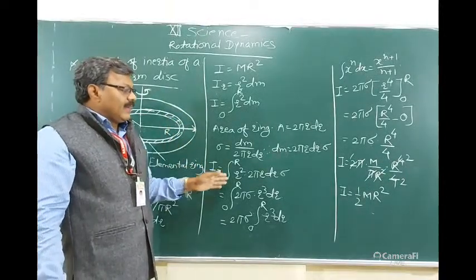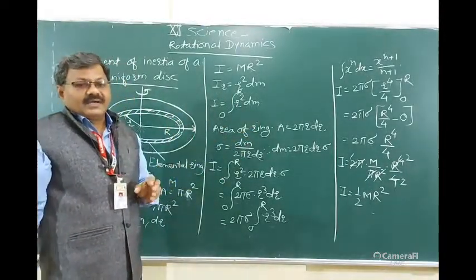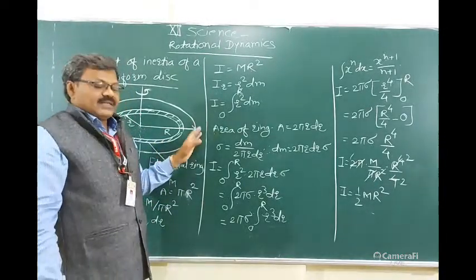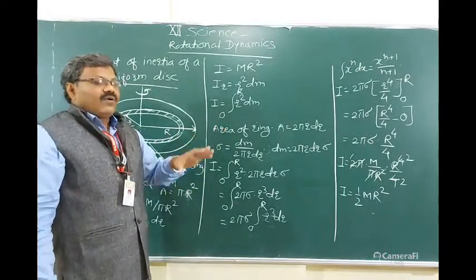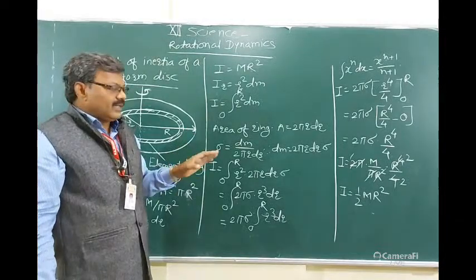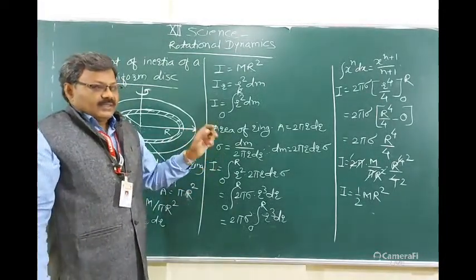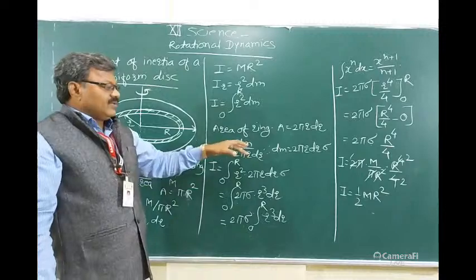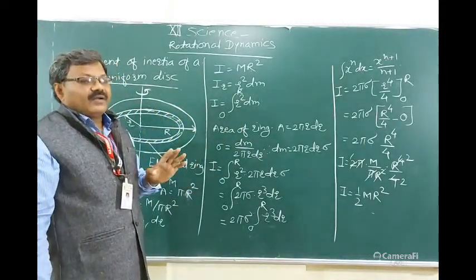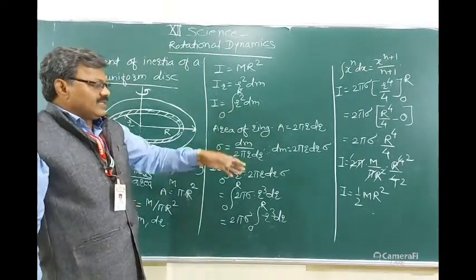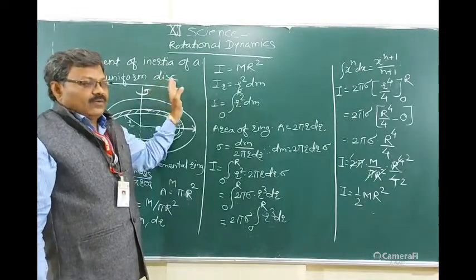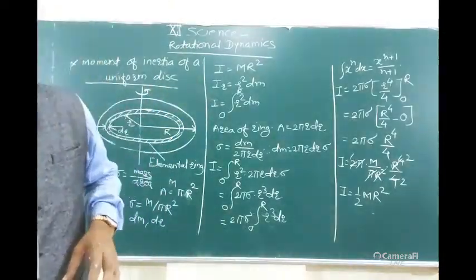These moments of inertia are given in table number 3. There are formulas given in table number 3 in the book. Actually, this table is on the last page. You can observe the different moments of inertia for the different geometrical shapes. Now this is about the moment of inertia of a uniform disk. And now our next point is radius of gyration.